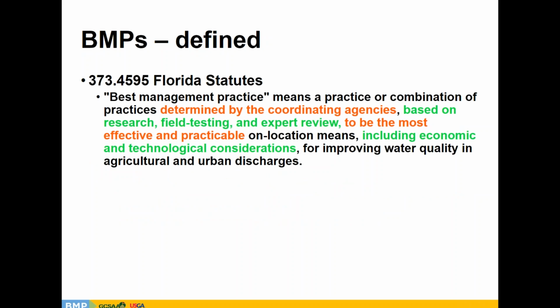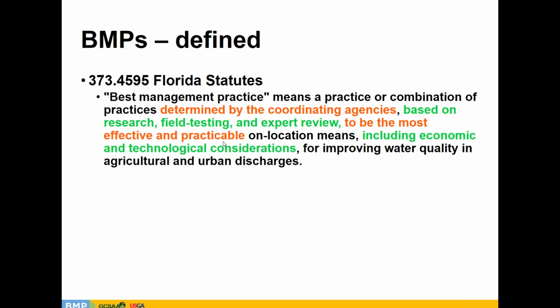And so, for example, in the state of Florida, we actually have a statute here in Florida that defines by law what a BMP is. So a best management practice means a practice or a combination of practices that are determined by coordinating agencies. And so, for example, in Florida, the coordinating agencies are the Department of Ag and Consumer Services and the Florida Department of Environmental Protection. And then it has to be based on research, field testing, and expert review. That's where your land-grant university scientists come into play. And so they tend to be out there conducting research, doing the field testing, and then validating these various BMPs. And they have to be the most effective and practicable.